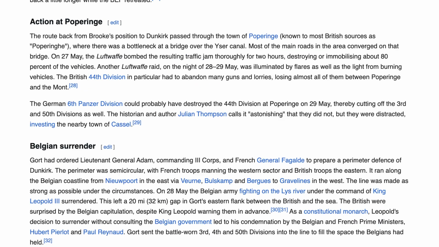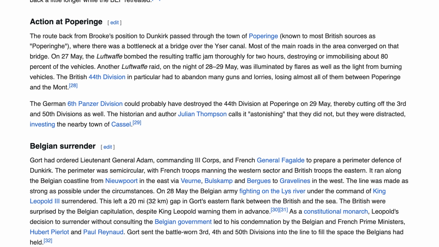Action at Poperinge. The route back from Brooke's position to Dunkirk passed through the town of Poperinge, known to most British sources as Poperinghe, where there was a bottleneck at a bridge over the Ypres Canal. Most of the main roads in the area converged on that bridge. On the 27th of May, the Luftwaffe bombed the resulting traffic jam thoroughly for 2 hours, destroying or immobilizing about 80% of the vehicles. Another Luftwaffe raid, on the night of the 28th to the 29th of May, was illuminated by flares as well as the light from burning vehicles.